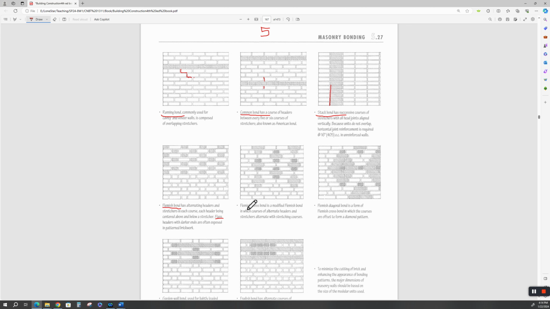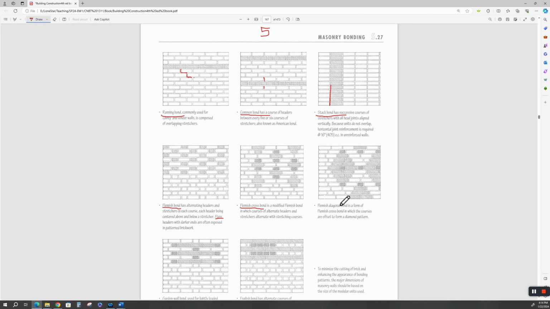Flemish cross bond. Okay. It's a modified Flemish bond in which courses are alternate headers and stretchers, and sometimes they'll alternate the color of the brick, which is a pain for your masons because they've got to then figure out, okay, every 2 of these is one of these, and every so many of these is this one, and so on. That adds expense to your project, and all kinds of patterns and stuff.